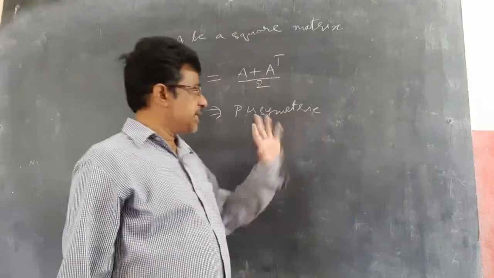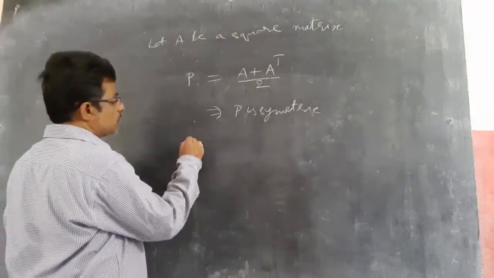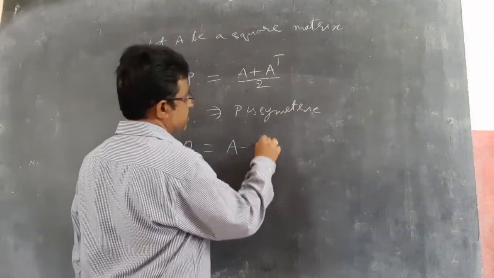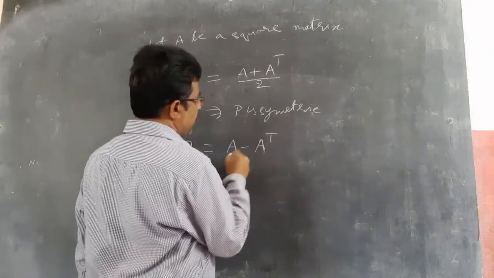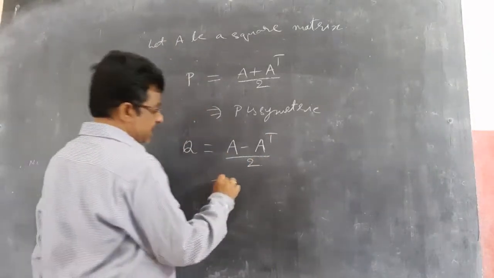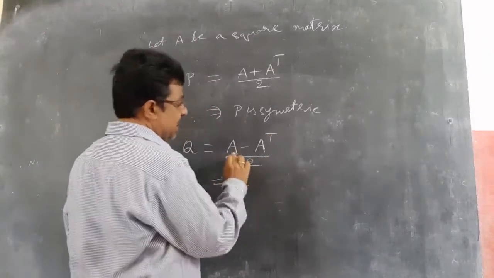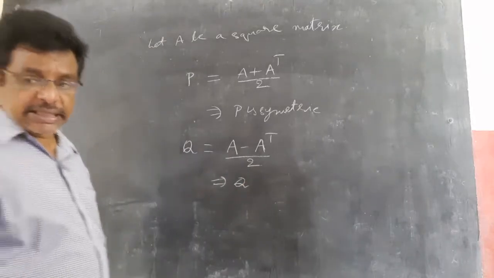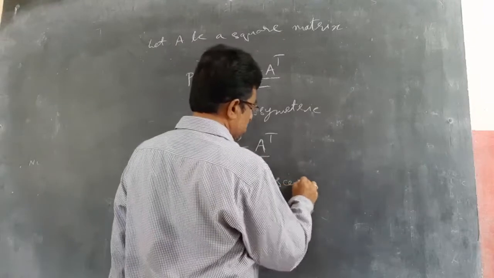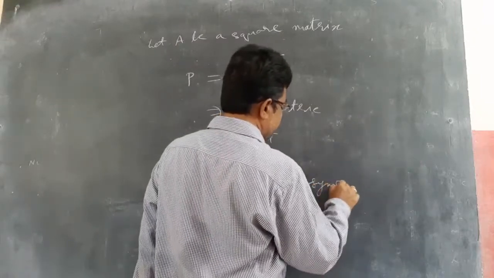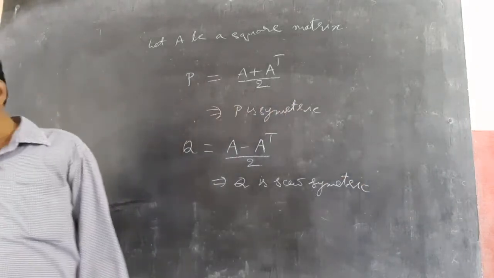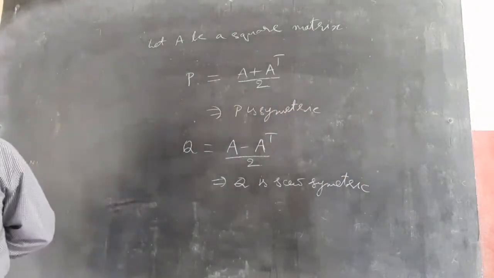So P is symmetric. Let Q equal to A minus A transpose by 2. So automatically Q is skew symmetric, because A minus A transpose is skew symmetric, just now we proved. P is symmetric. Q is skew symmetric.